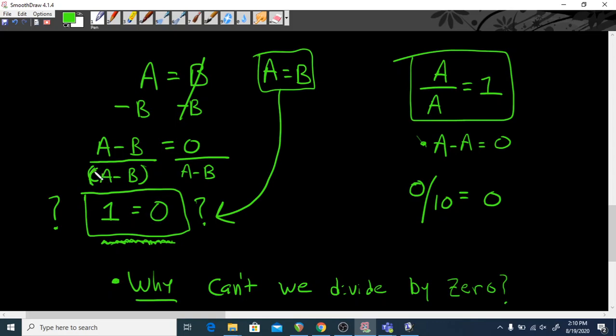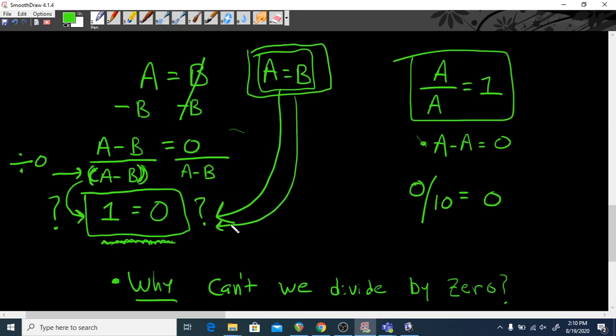We attempted to divide by A minus B. And A minus B equals 0. So here we attempted to divide by 0. And by trying to do this, that is what led us to this very illogical statement. So this is sort of the why we can't divide by 0, because it takes something that was perfectly fine and true and completely changes it into absolute nonsensical, illogical garbage.